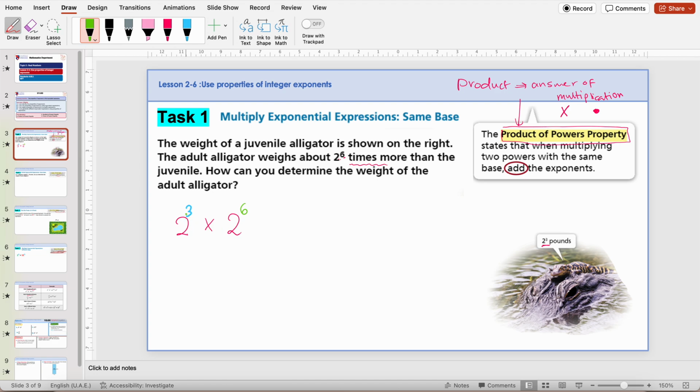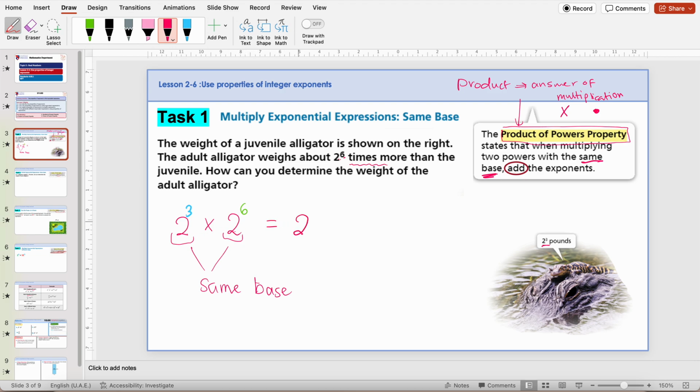Now, as you can see clearly, the exponents are different. One of them is power of 3, one of them is power of 6. But what's common is they have the same base. So same base, but what's different is the exponent. So if you have the same base, whether the exponents are different or not, even if it was 3 again, I don't care. Since you have the same base, you can do the following.